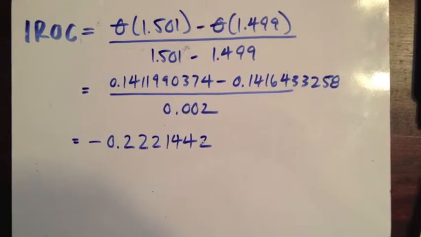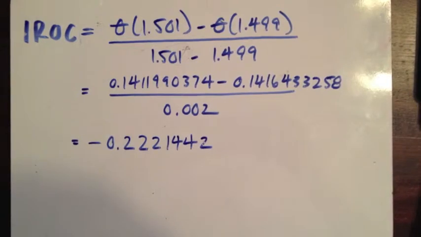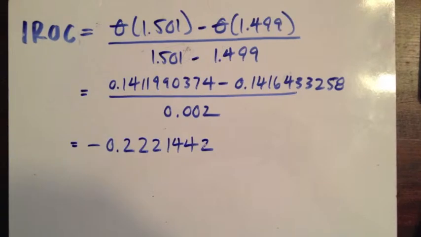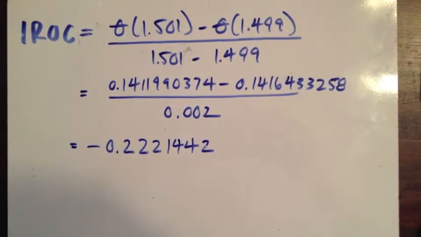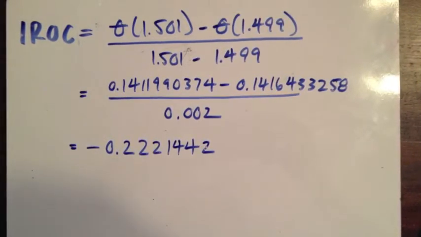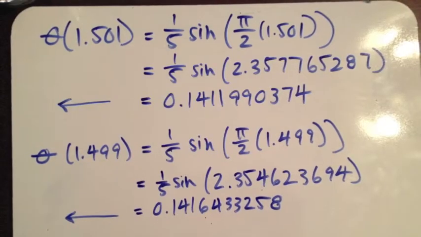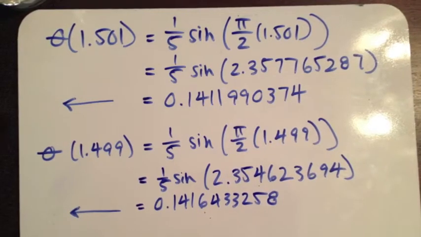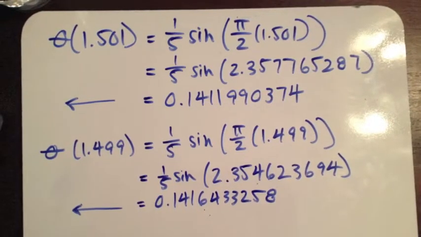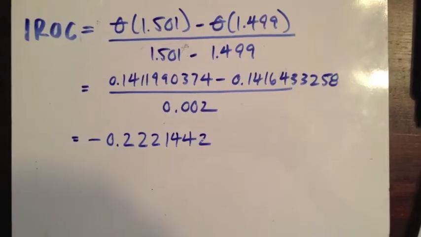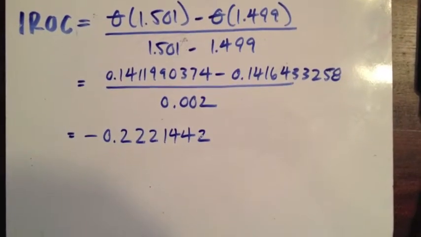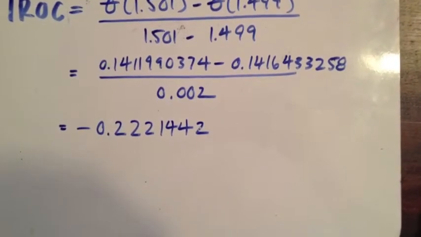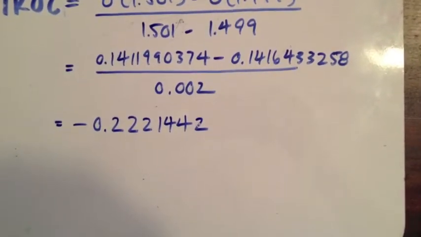IROC equals 1.501 subbed into the equation minus 1.499 subbed into the equation, all over 1.501 minus 1.499. Through subbing 1.501 and 1.499 into my equation, I now have the numbers I can sub back in to find IROC. Therefore, IROC is approximately negative 0.22 radians per second when t equals 1.5 seconds.